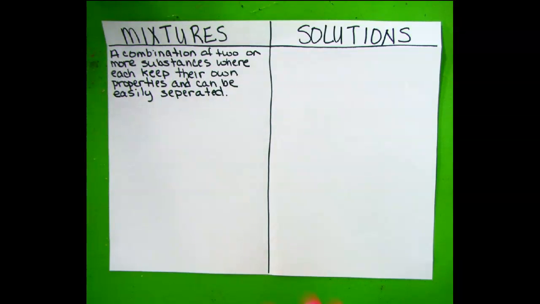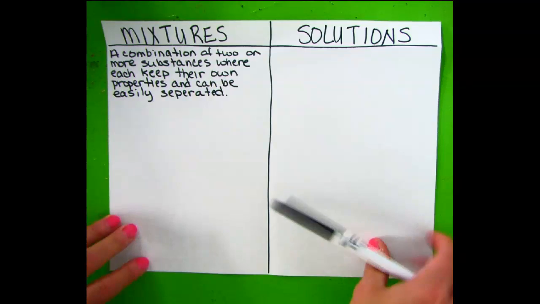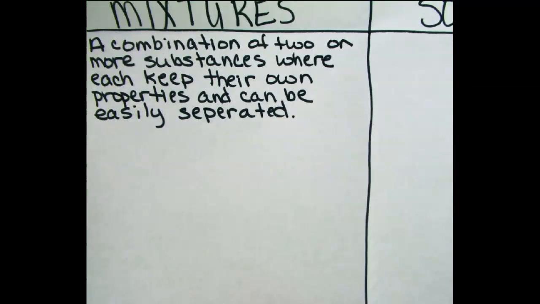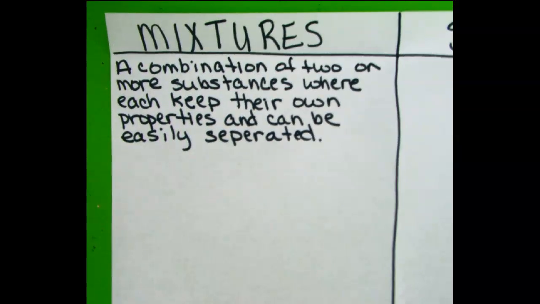So, a mixture is a combination of two or more substances where each keep their own properties and can be easily separated. I know that's probably small on your screen, so I'm going to zoom in so that you can write it. Again, this is just a small piece of my paper. This is not taking up the whole space. I'm going to give you about 2 minutes to write this down.